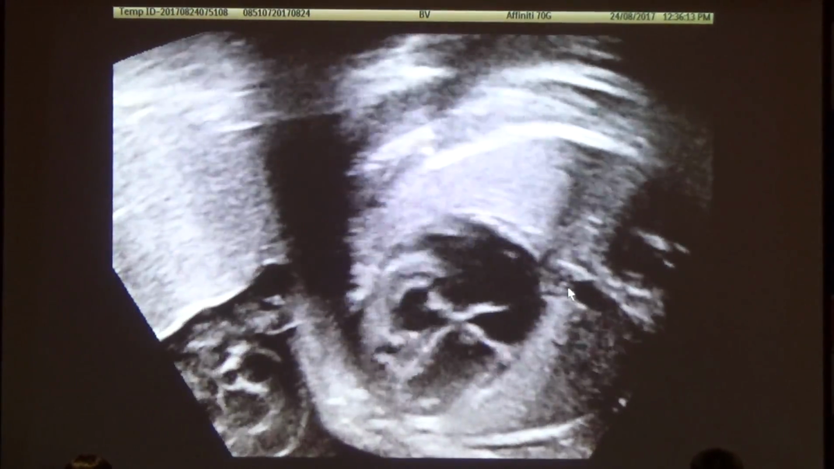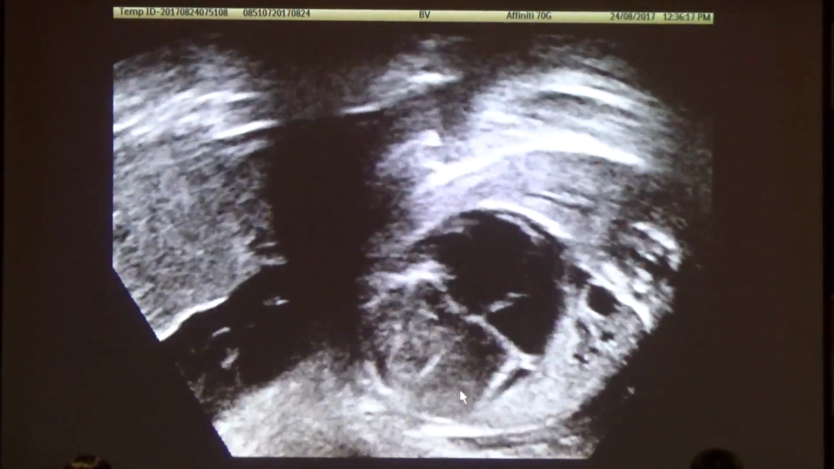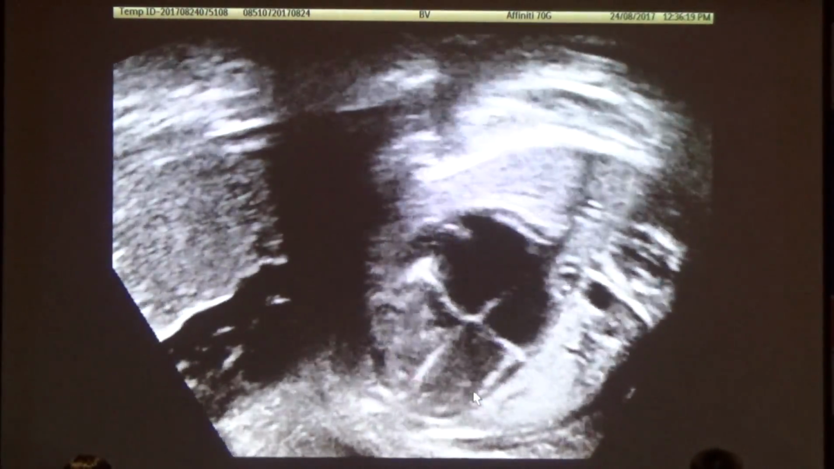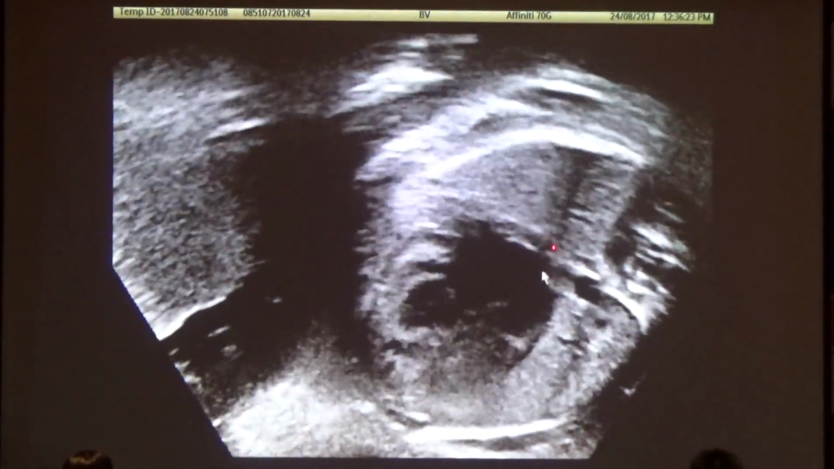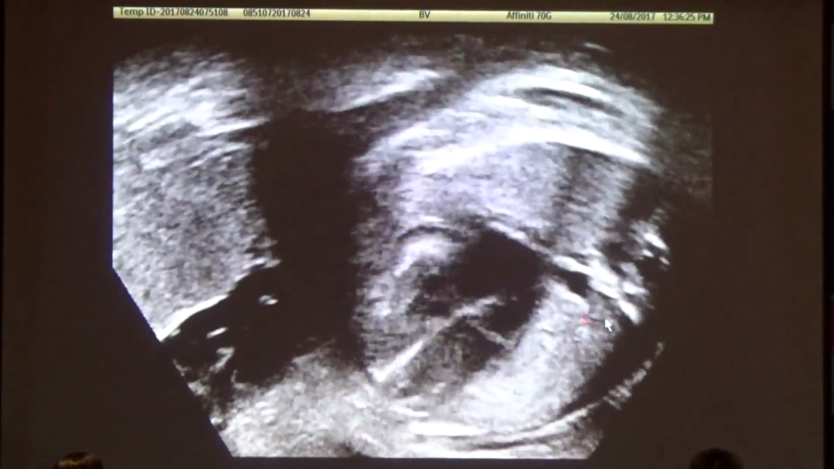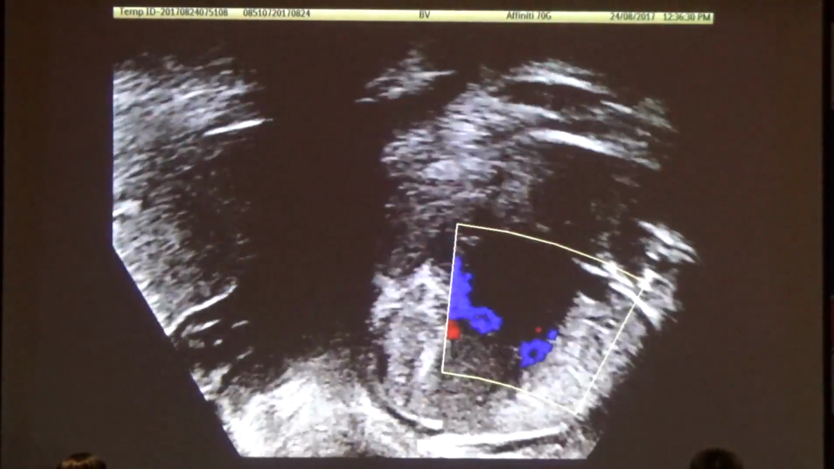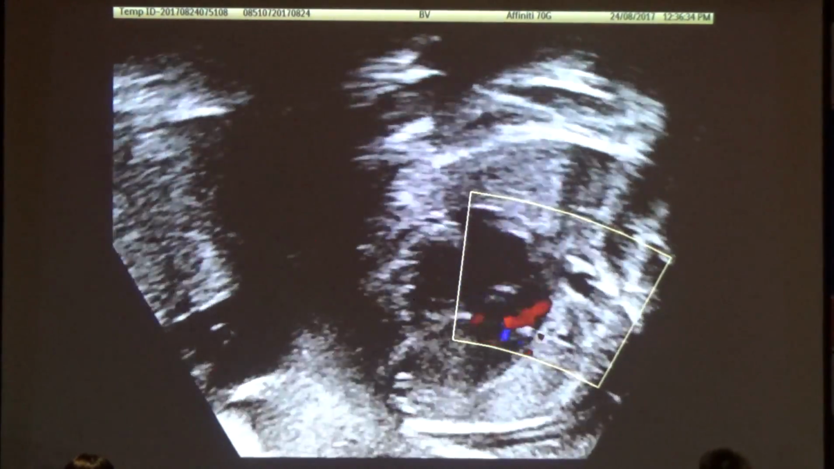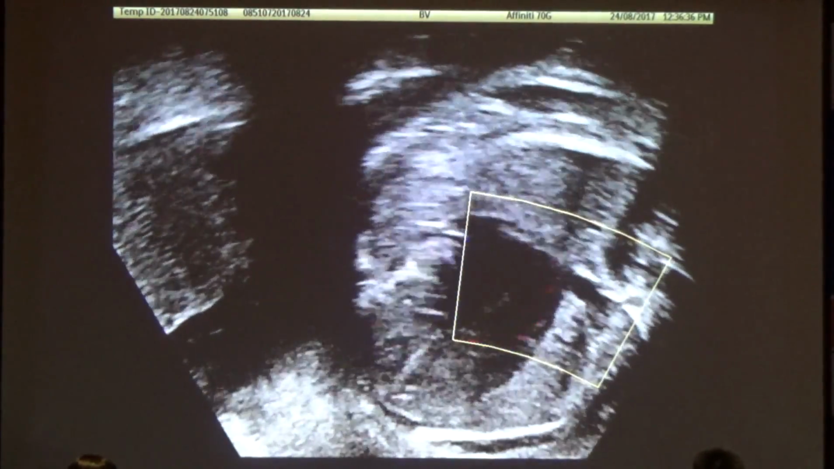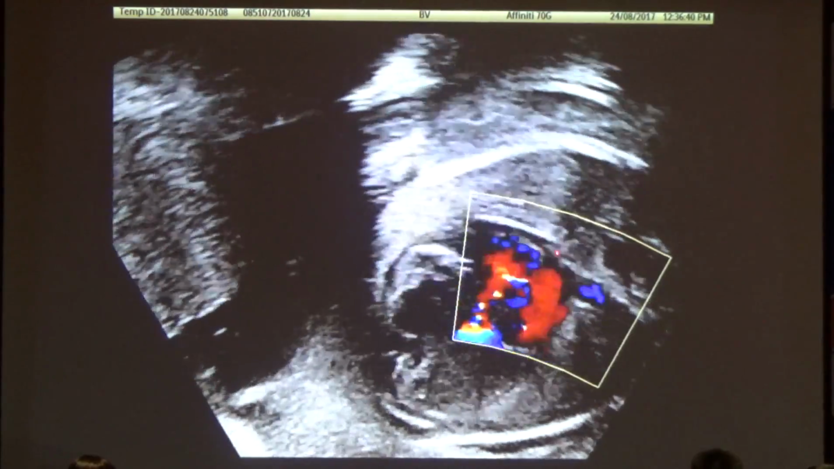Here's the descending aorta, here's the spine. Okay. If this is levocardia, which we assume that this is the left ventricle. Here's the pulmonary veins, one there and one there. Let's put the color on just to show that those are the pulmonary veins. Okay. Now we need more gain on the color. Okay.